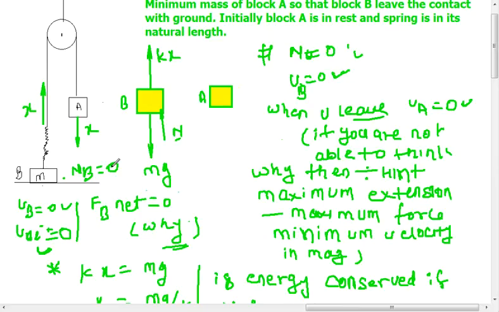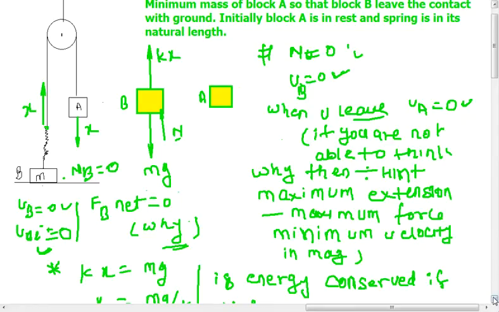Okay guys, now what is the work done by string? Work done by string is going to be 0, because work done by string on block b will be negative, and work done by string on this point is going to be positive, and both are equal in magnitude. So net work done by string is going to be 0.